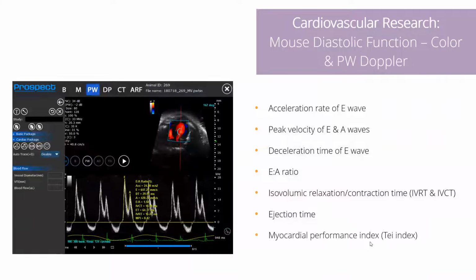There's a full measurement package here, again, where we can identify the peak of the E, the peak of the A, different time intervals to get us measurements of the Tei index, for example, the isovolumic relaxation and contraction times, as well as that E to A ratio, which are the typical things which are published these days regarding diastolic function.